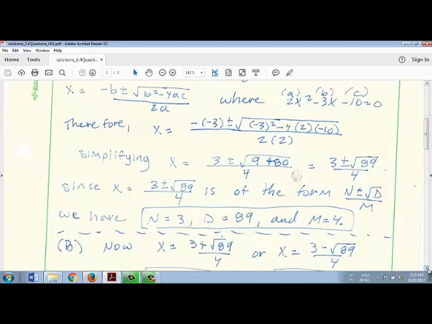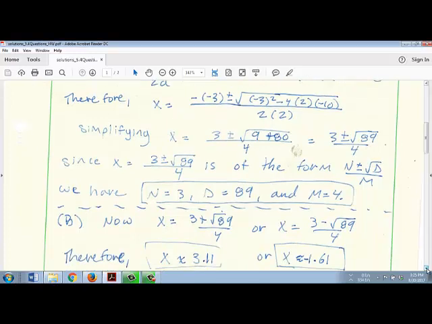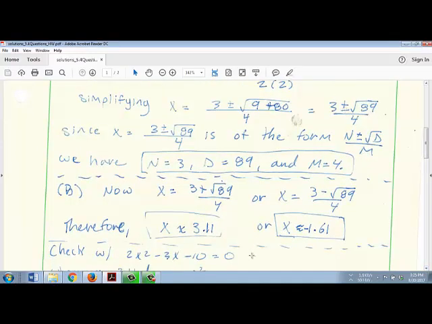The second part, we need to actually finish simplifying this to find the values for x that would satisfy the quadratic equation. So we have two choices with the plus minus here. We have either 3 plus square root of 89 over 4 or 3 minus square root of 89 over 4. We can use our calculator to simplify each of these. 3 plus square root of 89 divided by 4 in the calculator is approximately equal to 3.11. 3 minus square root of 89 over 4, if plugged into the calculator, should approximately be equal to negative 1.61.